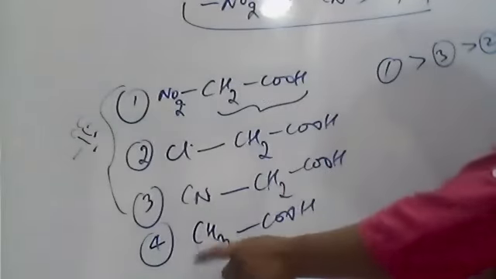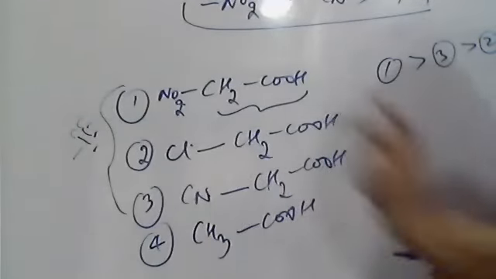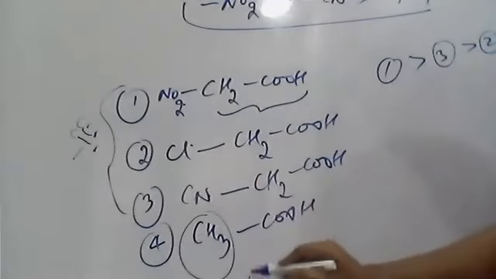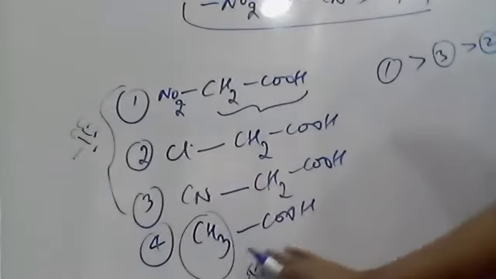Where this acetic acid, the fourth one, does not have any minus I effect or anything. This methyl group is what? Plus I effect. It is a plus I affecting group.